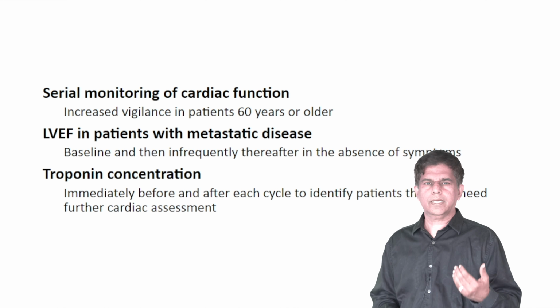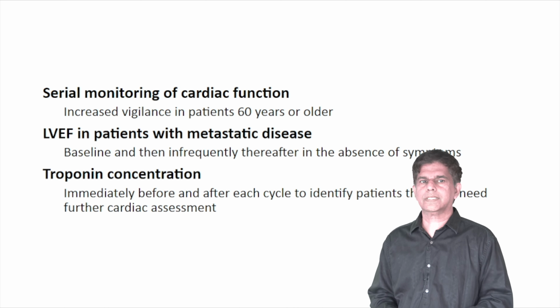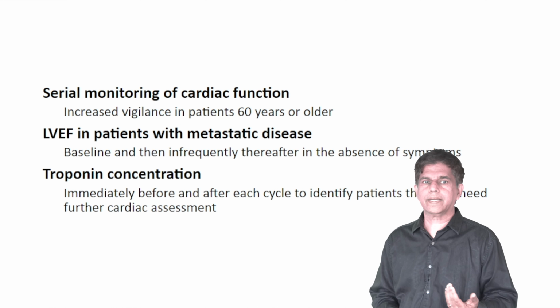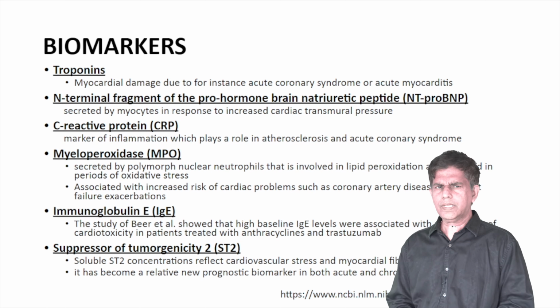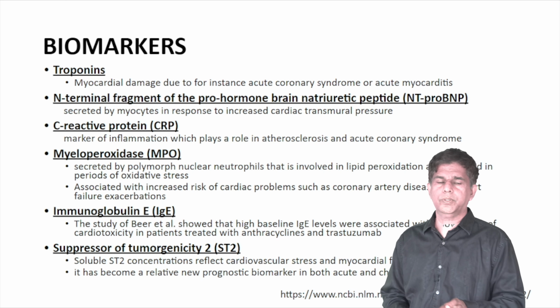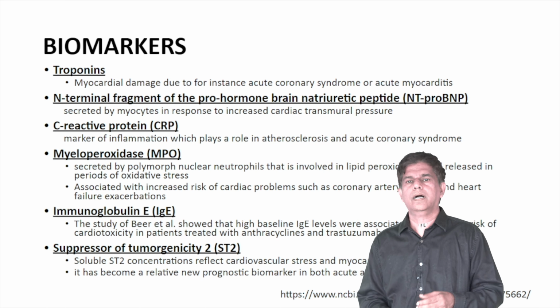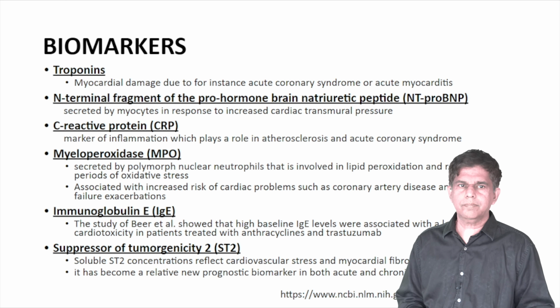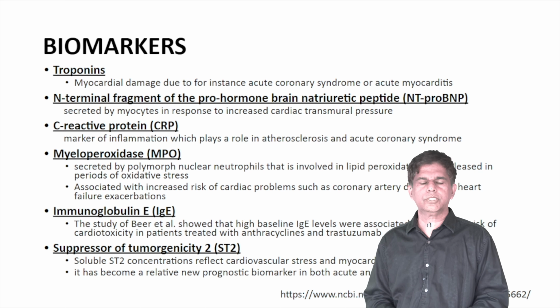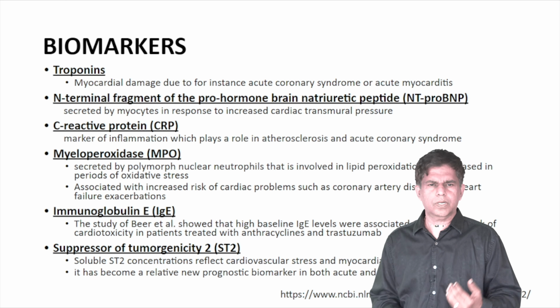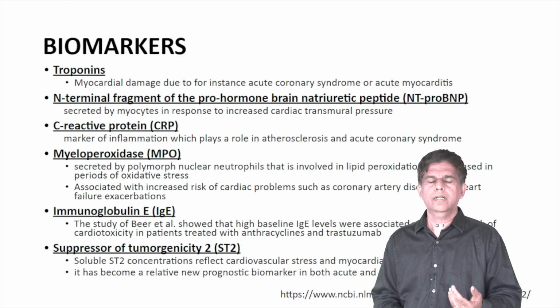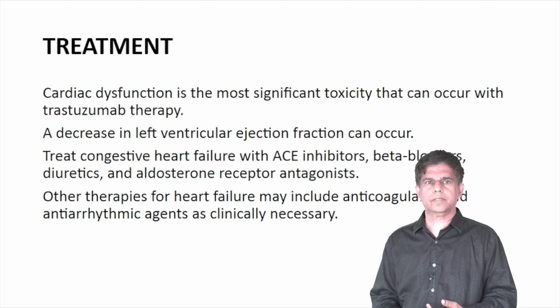Always in patients with metastatic disease, and if they have an elevated troponin concentration, that is also high risk. What biomarkers are important? Of course, troponin, BNP, C-reactive protein, myeloperoxidase, immunoglobulin E, and suppressor of tumorigenicity 2. All of these markers have a role in the prognosis in these patients.